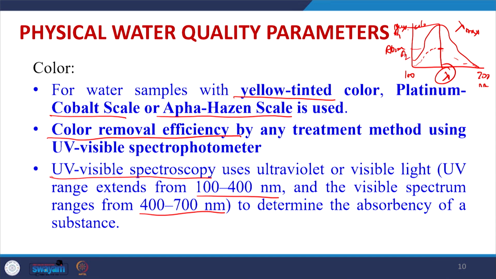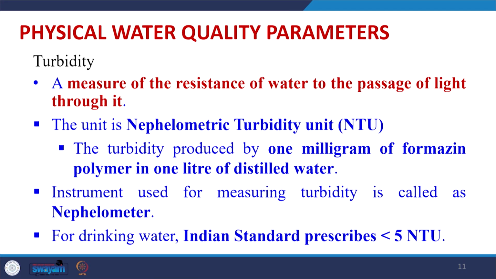So, from A1 and A2 value we can determine the color removal efficiency of any wastewater treatment method. Going further, similar to color, there is another parameter which is called turbidity. Turbidity actually measures the resistance of water to the passage of light through it. So, we have how much light is absorbed while the light is passing through the water sample, that is given by the turbidity. Now, this turbidity is measured in terms of unit which is called NTU.